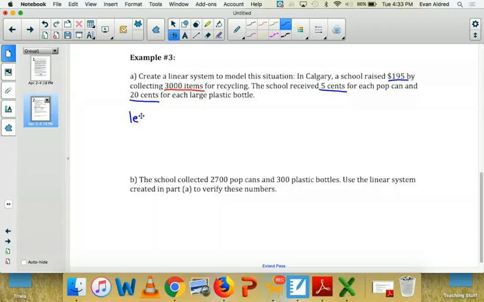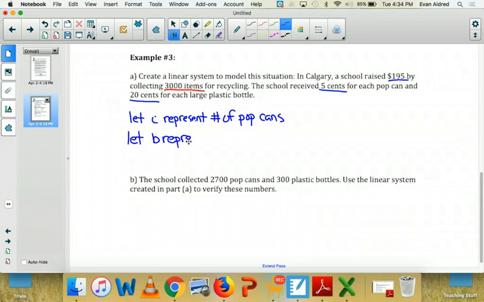So we'll do that. So we will let C represent the number of pop cans. And of course, it doesn't matter if you chose a different variable instead of C, that's fine. And we'll let B represent the number of bottles. So the first step has been completed. We have defined our variables. Now we're going to come up with our equations.